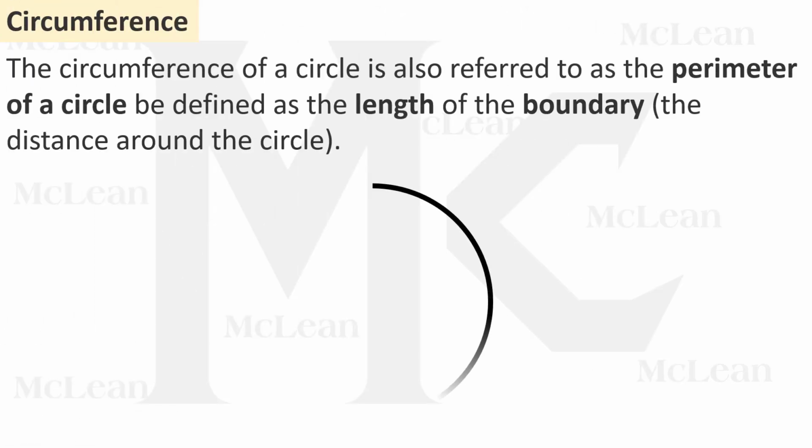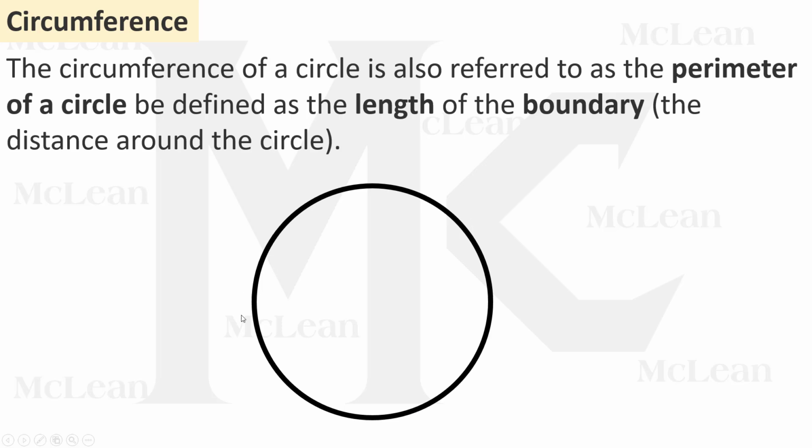Circumference. The circumference of a circle is also referred to as the perimeter of a circle. It can be defined as the length of the boundary, the distance around the circle, like this. So the distance around a circle is called its circumference.